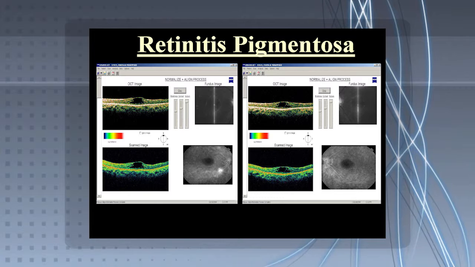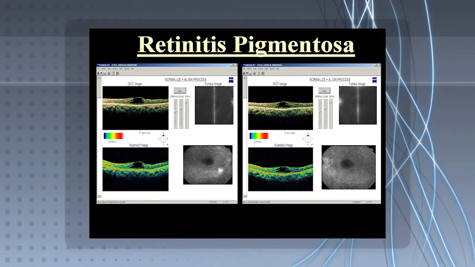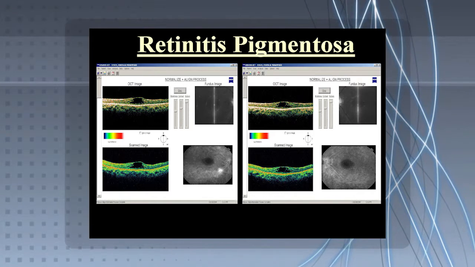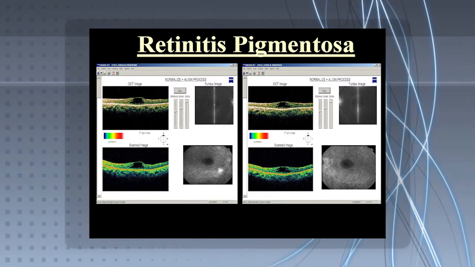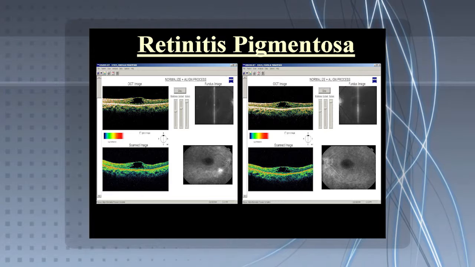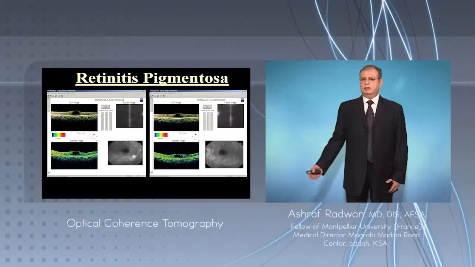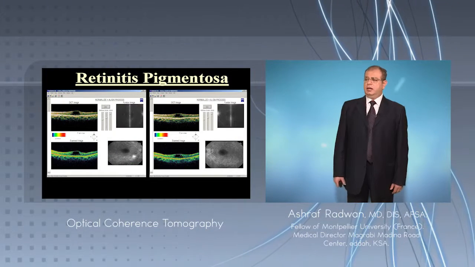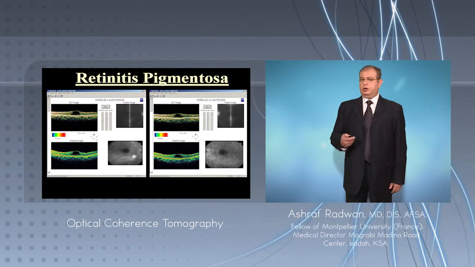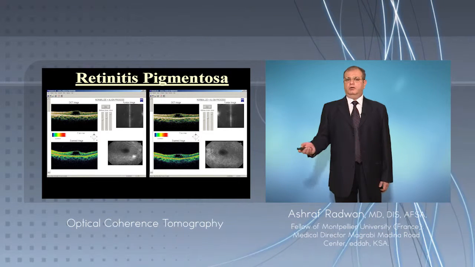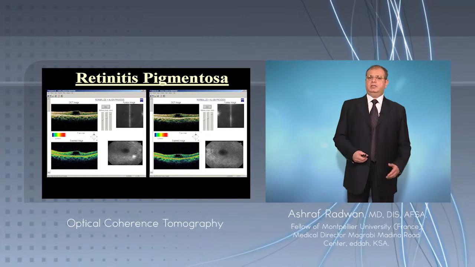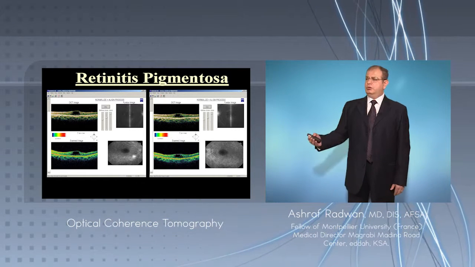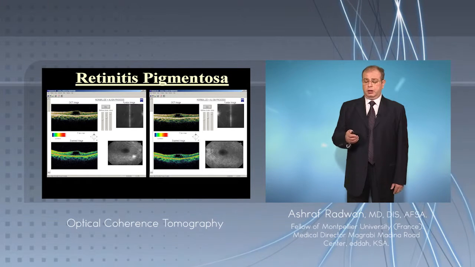So the OCT, as you can see here in this case, is far superior to the fluorescein angiography for the diagnosis of epiretinal membranes and cystoid macular edema in retinitis pigmentosa. And nowadays we are not doing any more fluorescein angiography for the cases of retinitis pigmentosa. We just take a fundus picture and we do a follow-up with the OCT.